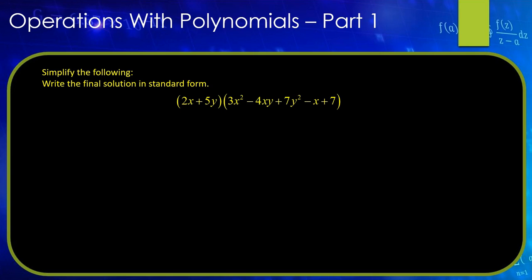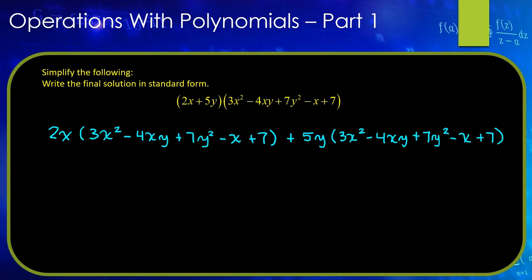Okay, so again, as we do this one, I'm going to kind of view this as me taking this 2x and plus 5y and distributing it to this quantity here. So I'm going to write it as that. 2x times the 3x squared minus 4xy plus 7y squared minus x plus 7, and the plus 5y being multiplied to that same quantity. In each case, now I'm going to distribute.